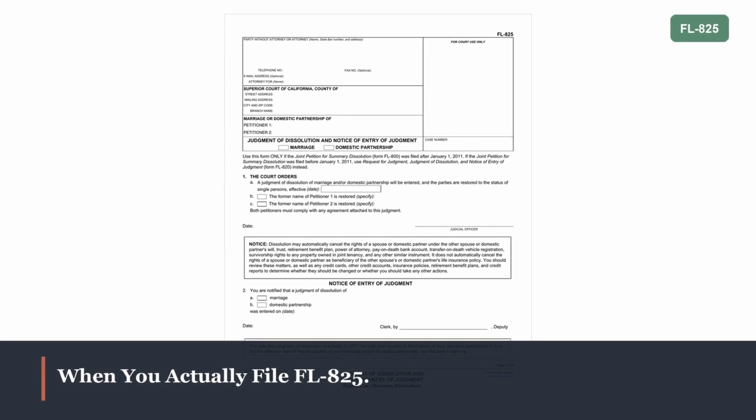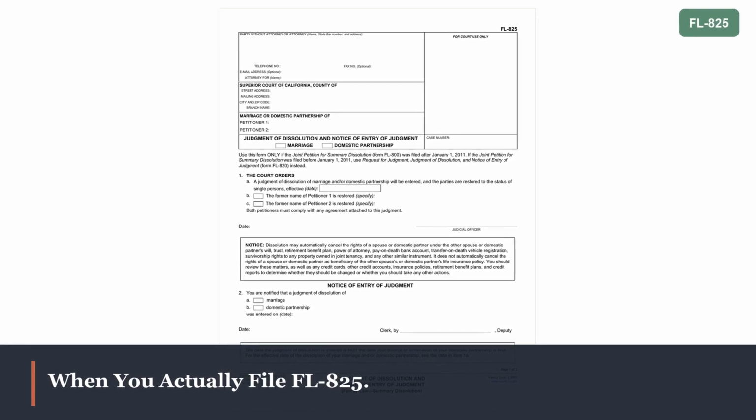When you actually file FL-825, this is the detail that trips people up most. Based on the official FL-810 instructions, the sequence looks like this. You complete your property settlement agreement and required financial disclosures with your spouse or domestic partner. You fill out and sign Form FL-800, the joint petition for summary dissolution. You also fill out FL-825 at this same time, completing the caption, checking items 1B or 1C if either of you wants a former name restored, and filling in both petitioners' addresses on page 2. If you have a property settlement agreement, you staple it to the FL-825 judgment.